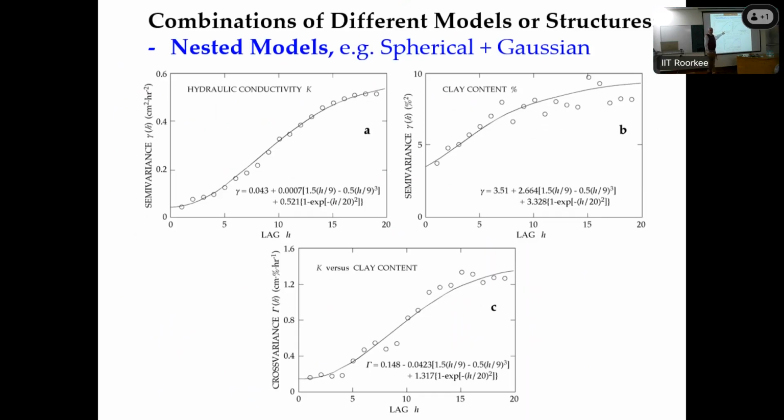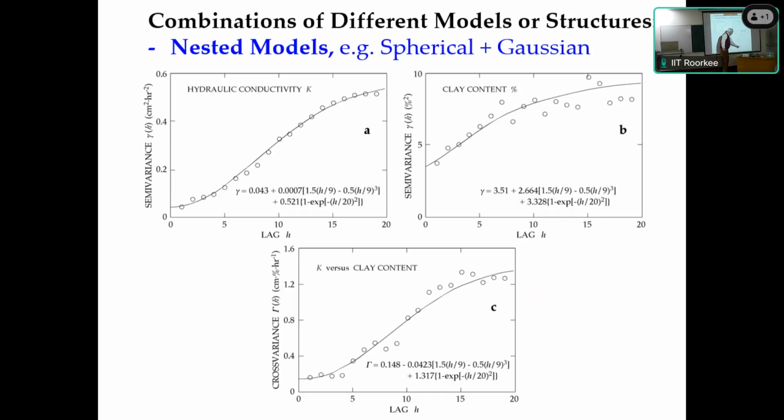So this is the capital C for the first structural component. We call it C1 for the spherical model. And this one, 2664, is the first structural component for clay content. And this one is the first structural component for the cross variogram. And then all the other numbers in the model itself are identical. Well, this is given by the equation, the 1.5 and the 0.5. The only value that is optimized is the range parameter, A.